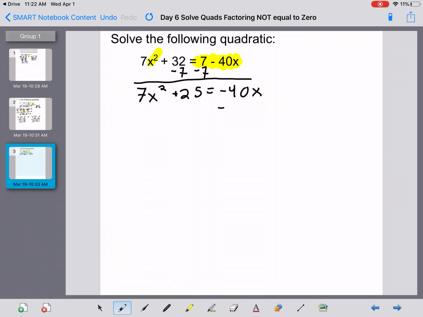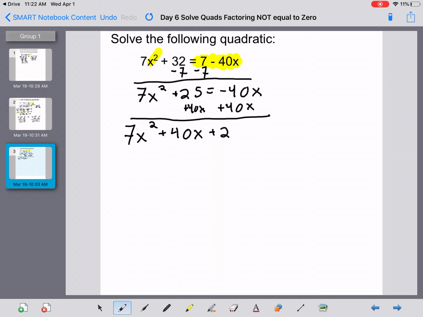Now, still not set equal to 0, so I'm going to add 40x to both sides. There are no like terms to that 40x on the left-hand side, but I'm going to write it in standard form, from my highest exponent, which is x squared, to my lowest exponent. So the next one comes as 40x, and then plus 25 equals 0. Now that it is set equal to 0, I'm going to factor.